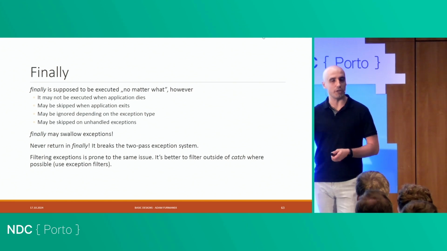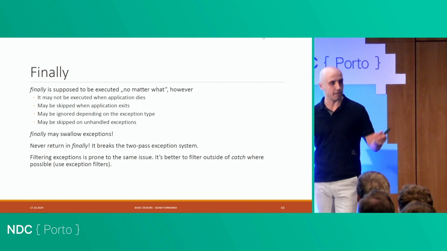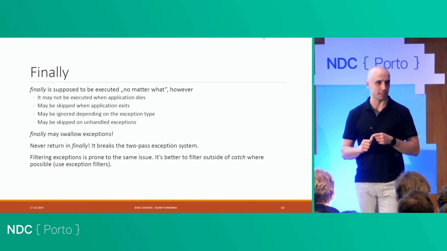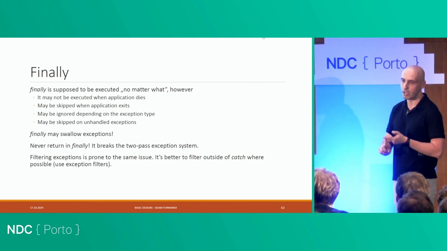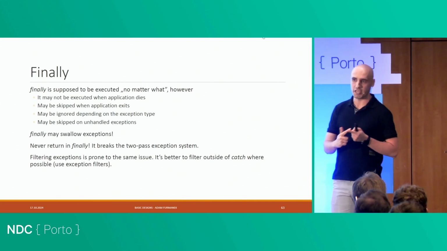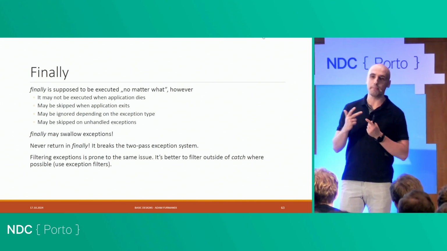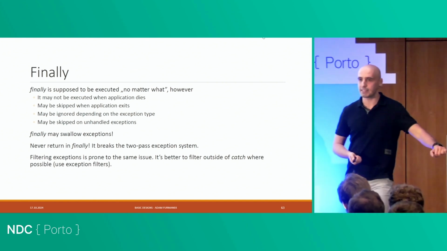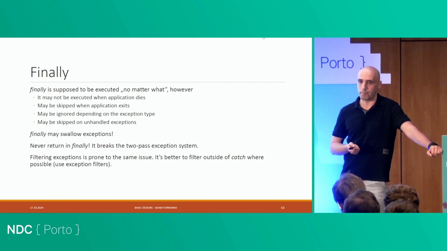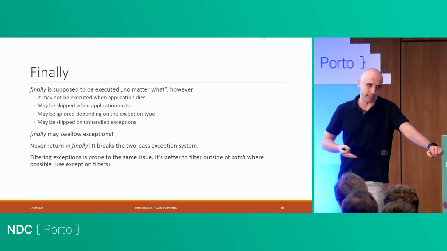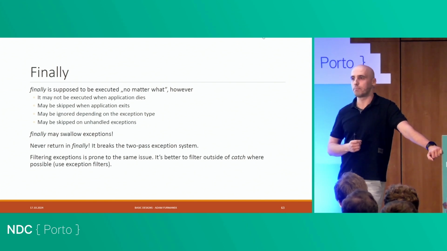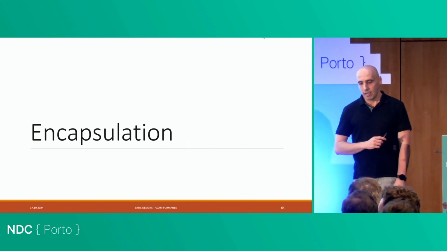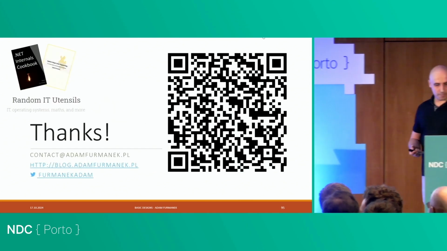It may be skipped when your application simply terminates by doing Environment.Exit or whatever. Why? Because there is a time limit for those finallys. If they are too long, they won't be executed. They may be ignored depending on the exception type that you try to catch. They may be skipped on unhandled exceptions, as I already mentioned. And finally may swallow exceptions. And this is also important. So whenever you have to throw an exception, make sure that you deal properly with logs and with whatever stuff you have over there. That would be it, and we'll need to skip the rest of it.